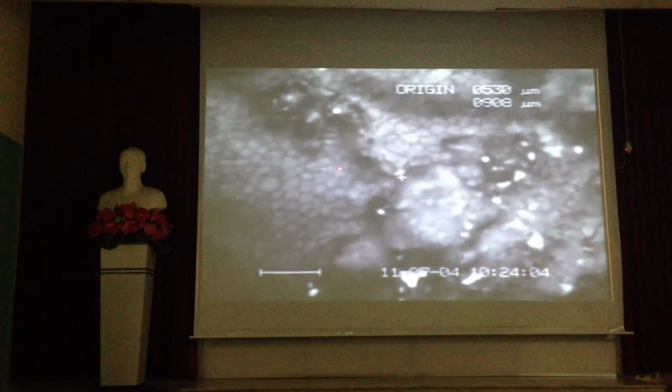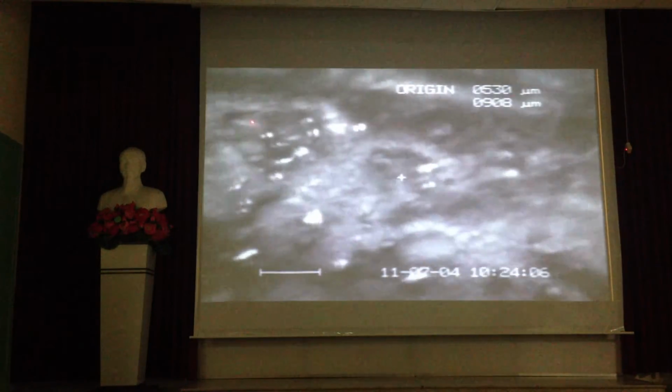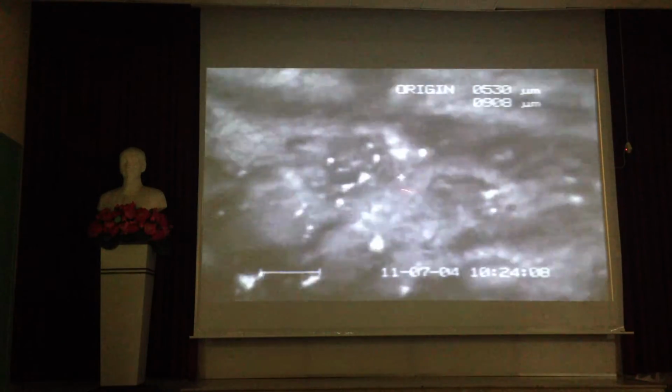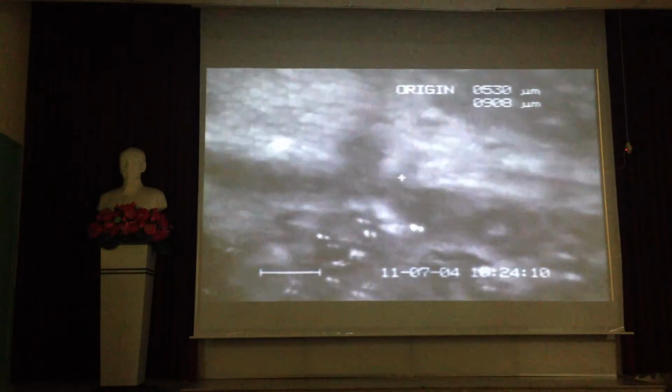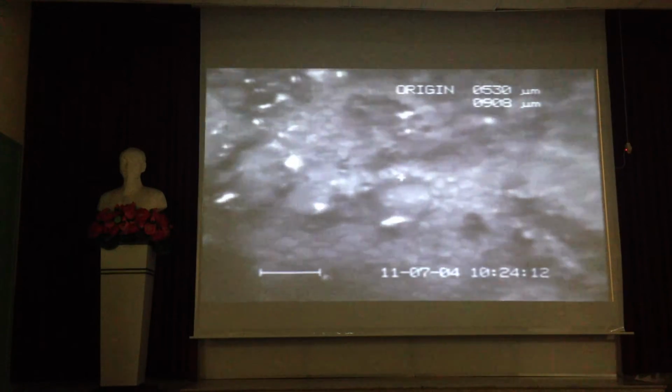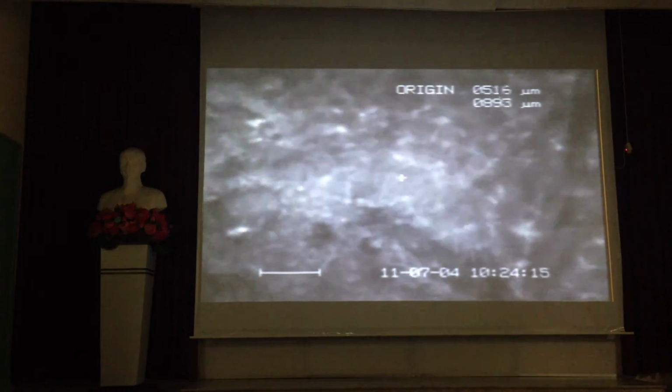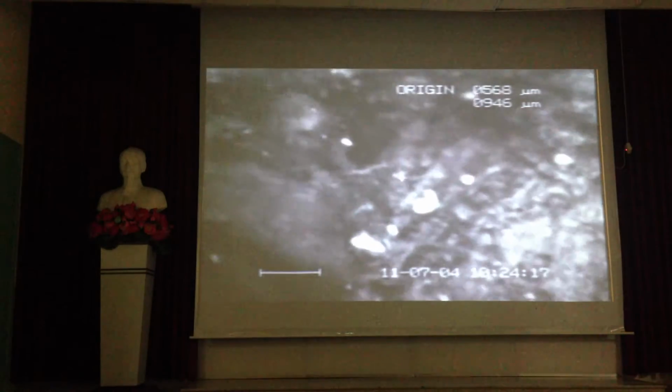So these kinds of infected cells you could see, and non-infected endothelial cells look normal too.